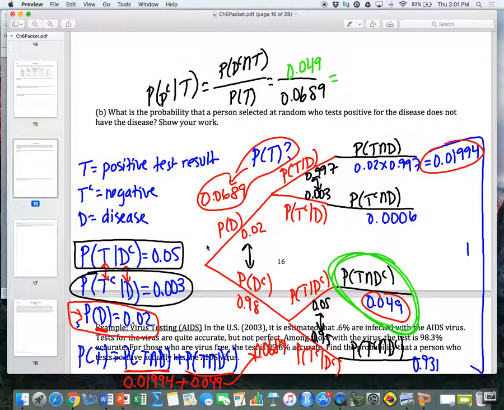0.711. Okay, so that's the answer to part B. Which to me sounds very counterintuitive. Look at that probability. If you test positive, the probability that you don't have the disease is 0.711. Isn't that very surprising? Wouldn't you expect it to be so much smaller? Like 5% or something?